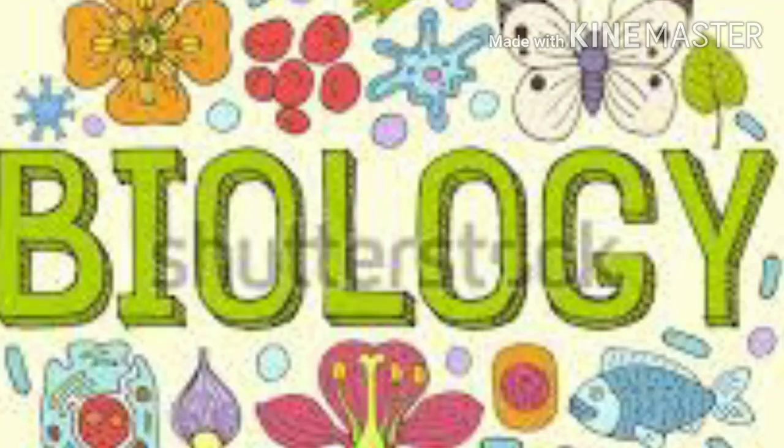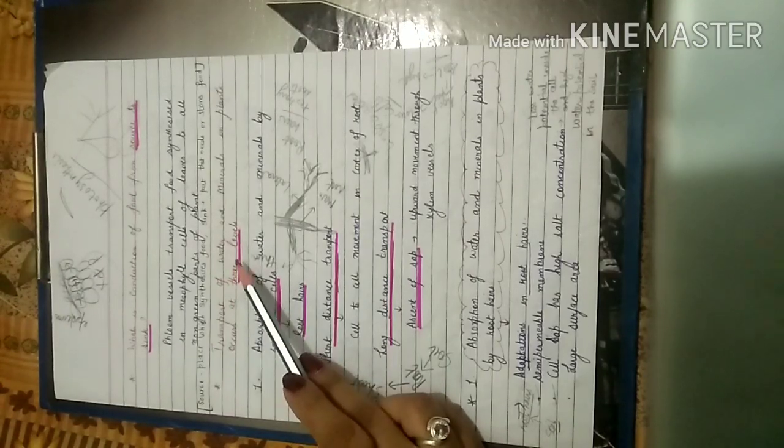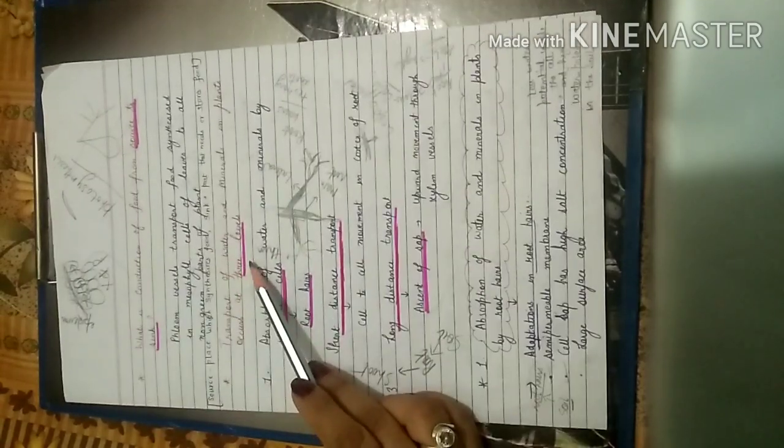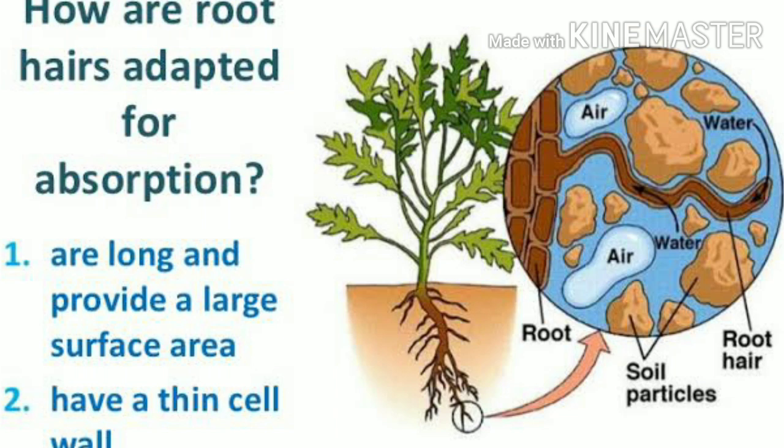In the previous video, we have studied the transportation of water and minerals in plants at three levels. Today, we will study them one by one in detail. So, the first one is absorption of water and minerals in plants by root hairs.